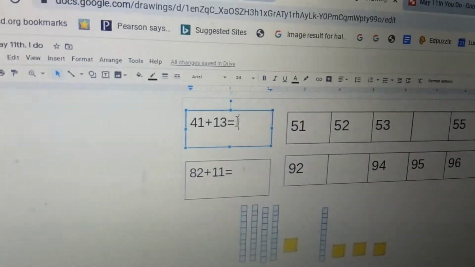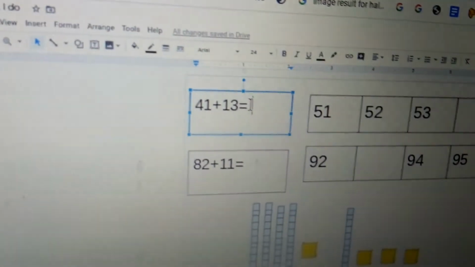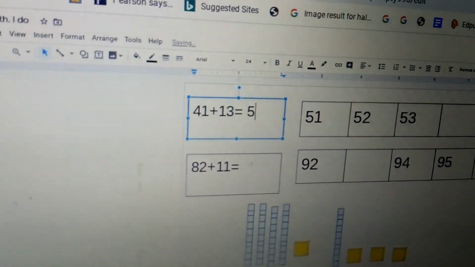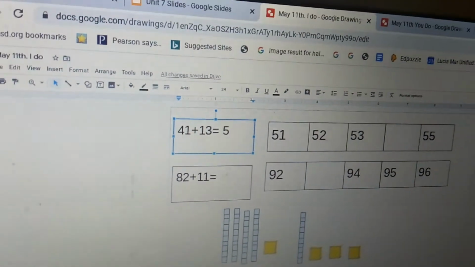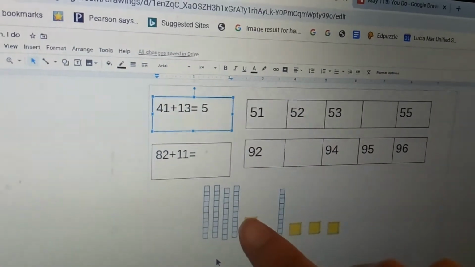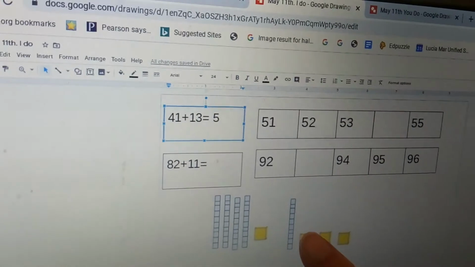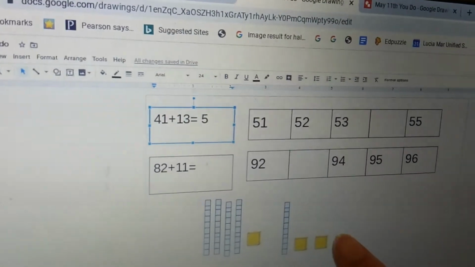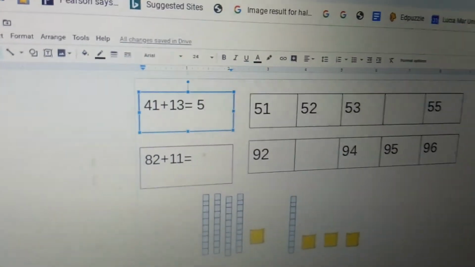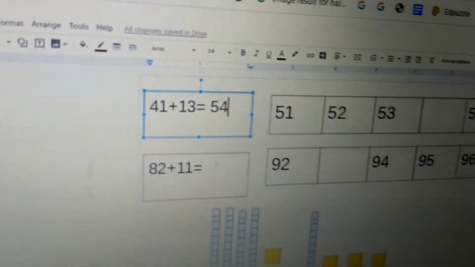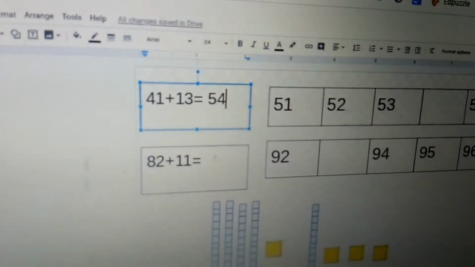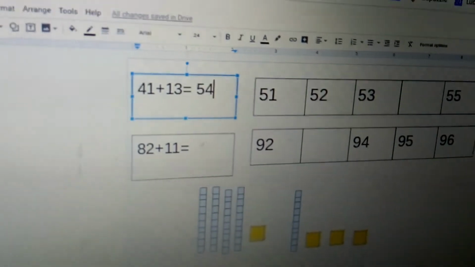And you can see right here I have a text box. So I'm going to put my 5 there. Now I need to count on, because that's just my tens place. So then I have 51, 52, 53, 54. Now I'm going to type a 1 in the ones place. So I solved that number sentence by counting all my tens and all my ones.